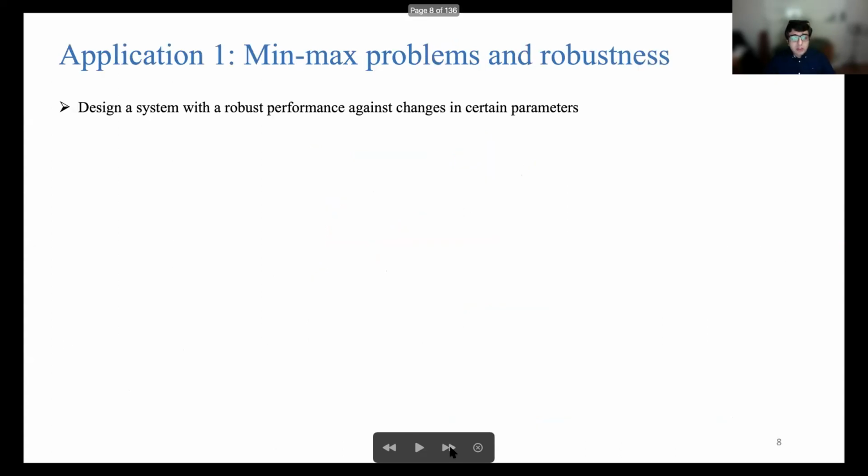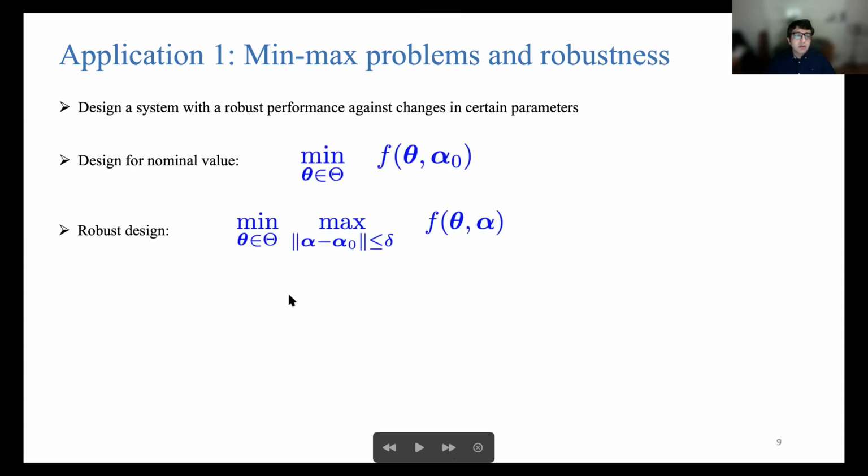But before going into details, I want to talk first about why this problem is important. MinMax optimization problems are generally important because whenever you want to design a robust system, you're dealing with MinMax optimization. In particular, when designing for a nominal value of a parameter, we may measure some value alpha naught, and we may design our system based on parameter theta. But when we don't know the value of alpha exactly, we may go after the robust design, where we need to solve a MinMax optimization problem.